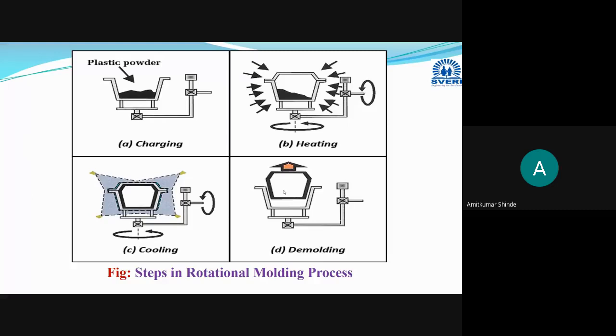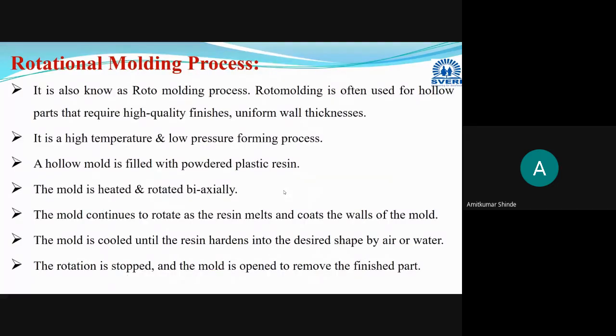Okay, whichever steps I have explained, that only I have collected in this slide. This rotational molding process is also known as the rotomolding process. This rotomolding process is used for hollow parts that require a high quality surface finish and uniform wall thickness. It is a high temperature and low pressure forming process. The steps are explained here.